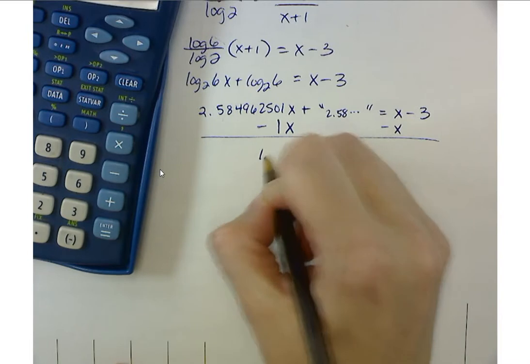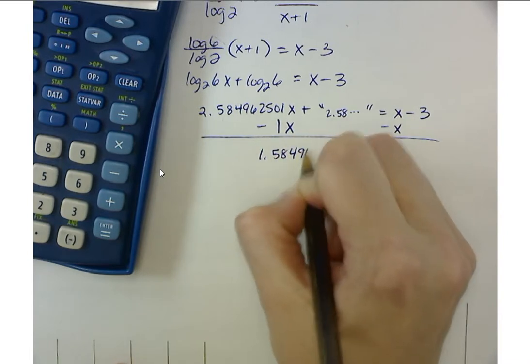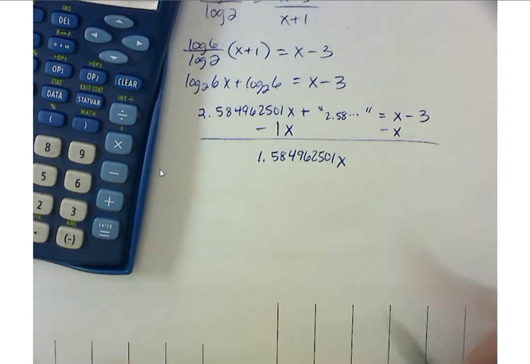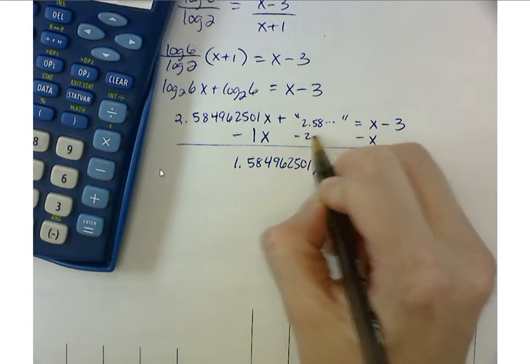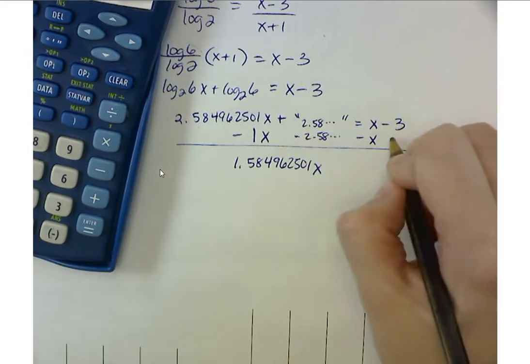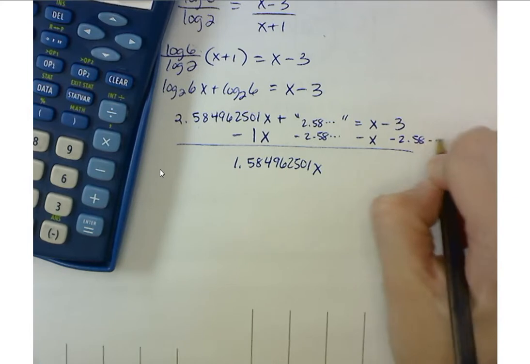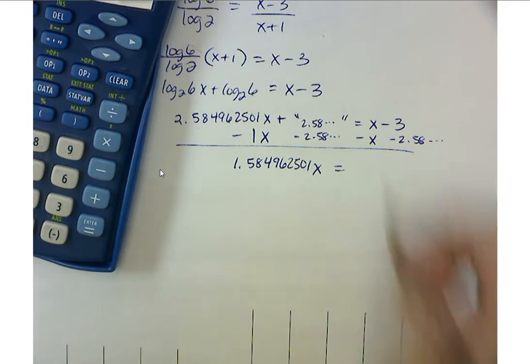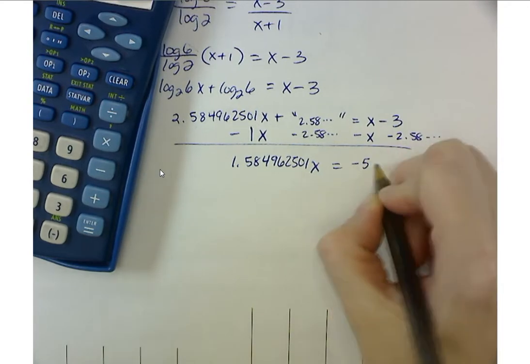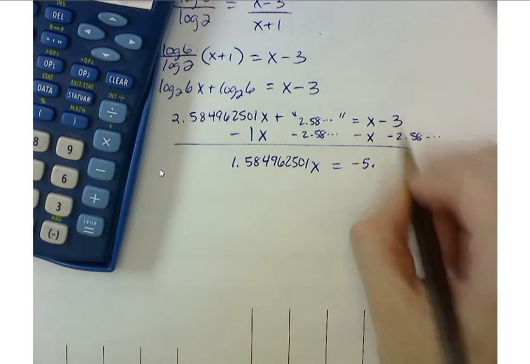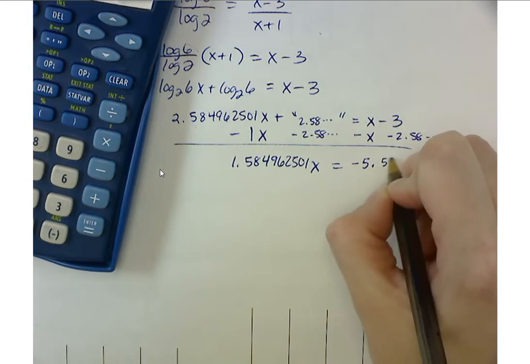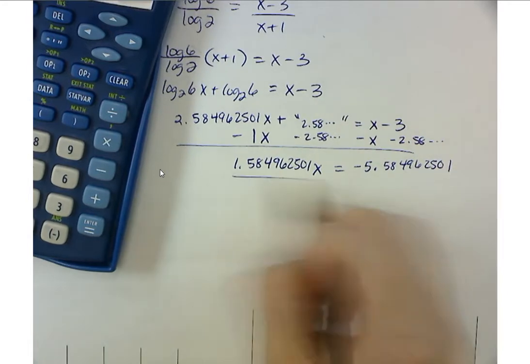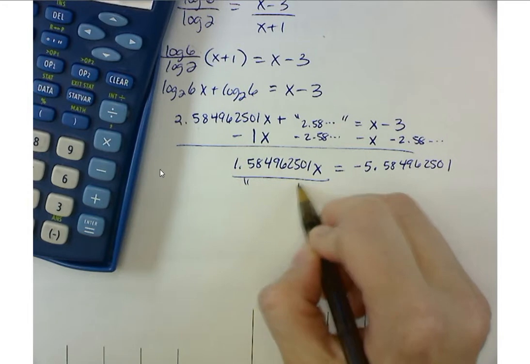So the 1.584962501 x, don't forget your x is going to go with it, and then you're going to subtract this value from both sides. Okay, which would just be negative 5.584962501. And then you're dividing by this value here.